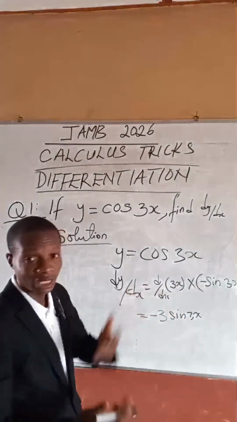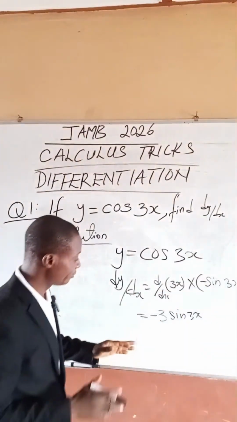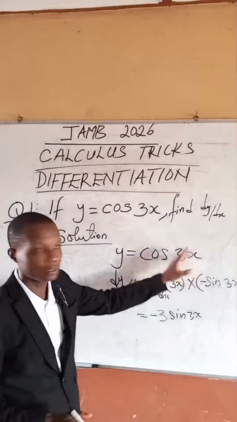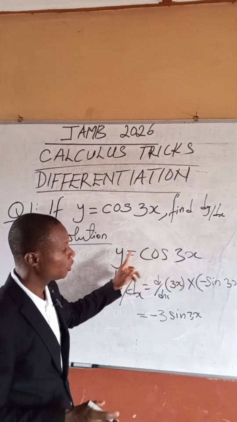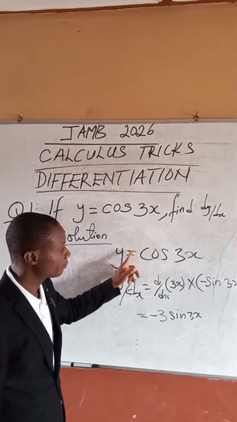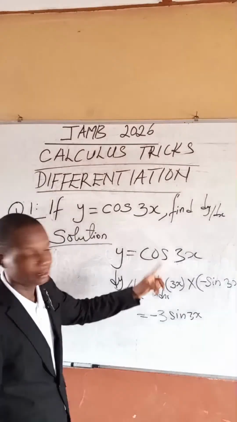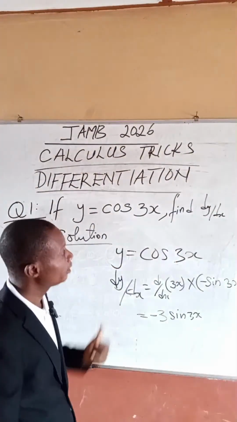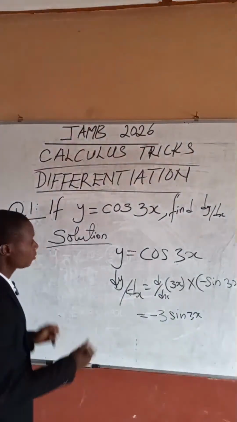So in JAMB, you don't need to bother yourself. Just know that you are going to always multiply by the differential of this. Okay, the differential value of this is going to be multiplied here. While changing this to the opposite sign. If from cos to sine, or if it's sine, it changes to cos. All right.